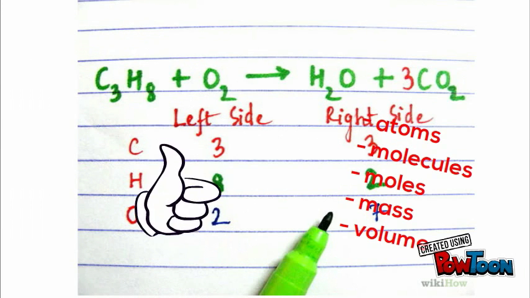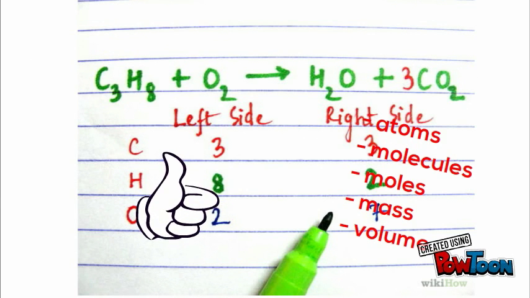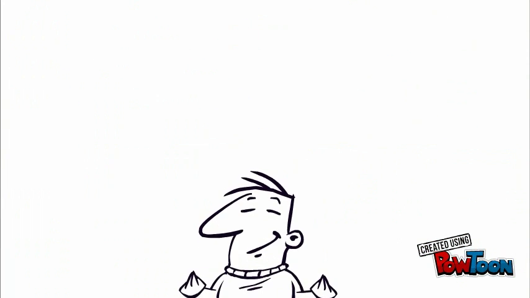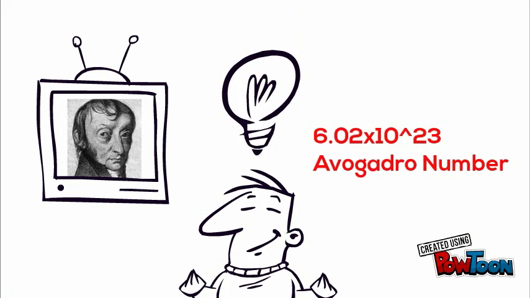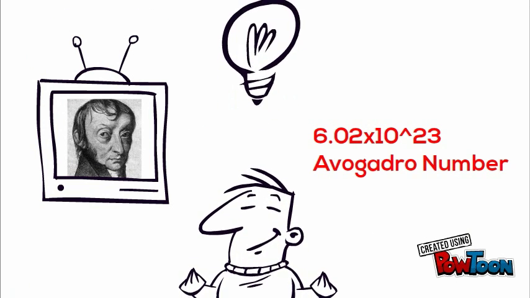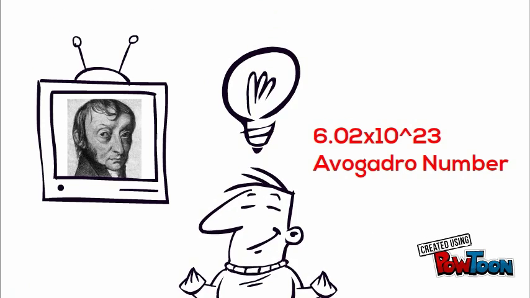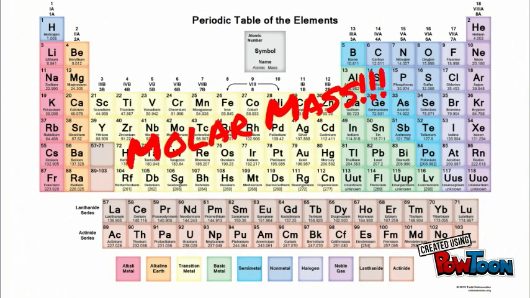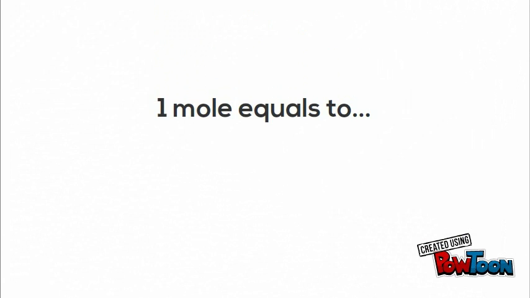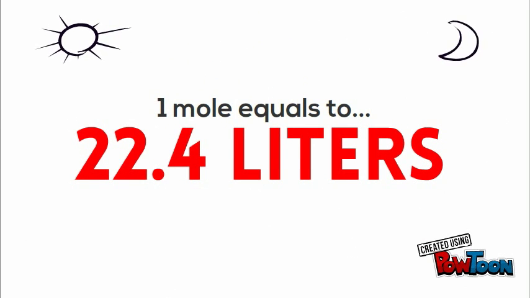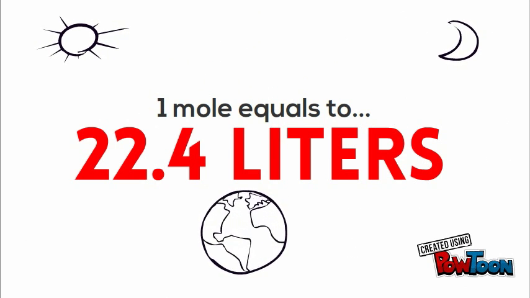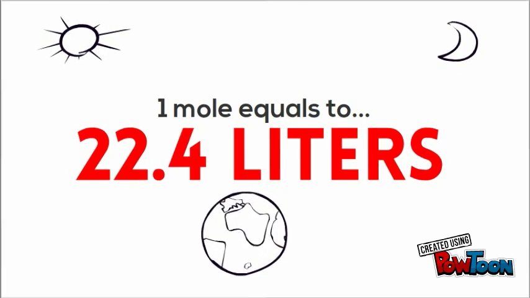A balanced chemical equation can be interpreted in terms of different quantities, including numbers of atoms, molecules, or moles, mass, and volume. For example, we all know that a mole of a compound contains 6.02 times 10 to the 23rd power molecules, which is recognized as Avogadro's number. And we also know that different elements have different molar mass, as we can look up in the periodic table. By looking at volume, we also know that at standard room temperature and 1 atm pressure, 1 mole of any gas occupies a volume of 22.4 liters.